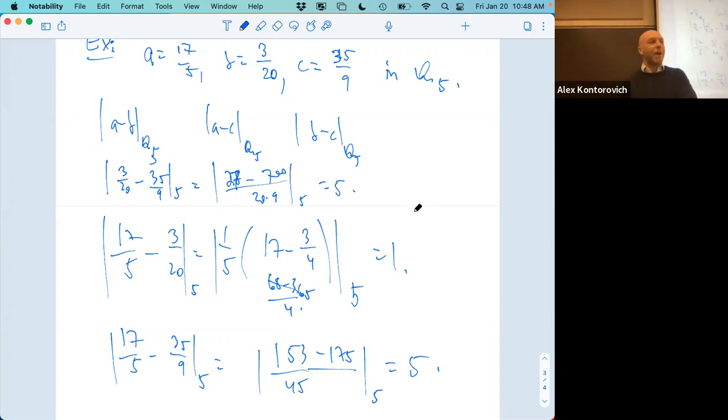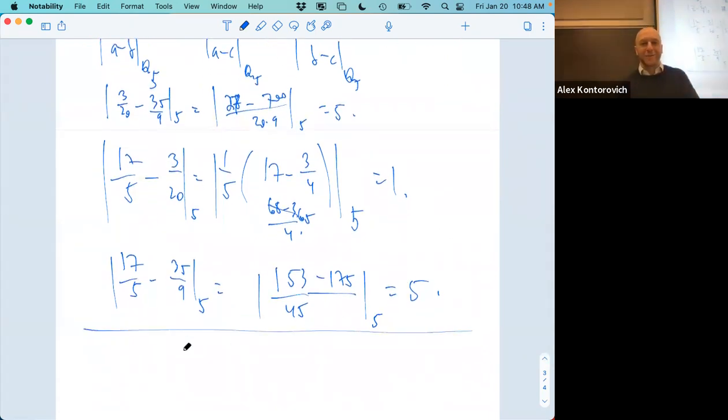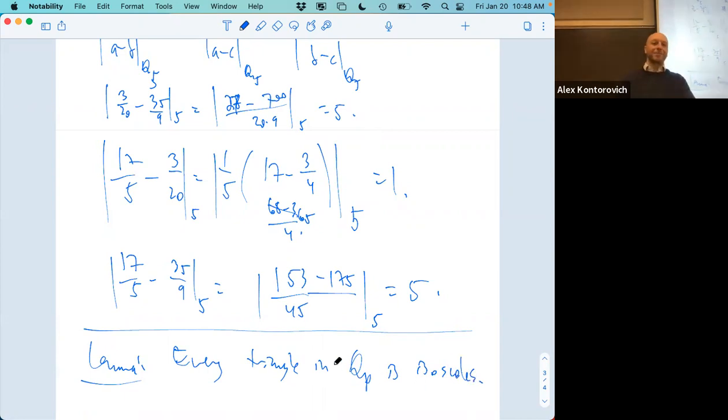We took a totally random triangle. You provided these things. I did not cook them up in advance. And we got an isosceles triangle. That's fine. Everybody knows. So theorem, lemma, whatever. Lemma: every triangle in Q_p is at least isosceles, maybe equilateral, probably not. Okay, why is this true?